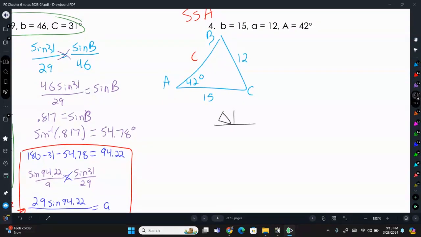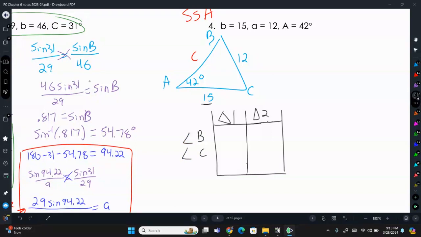So triangle 1, triangle 2, and then we need to find out angle B. That's going to be the first one we find because we know side B, angle C, and then side C. So let's start off with our law of sines. We have sine of 42 degrees over 12 equals the sine of B over 15.